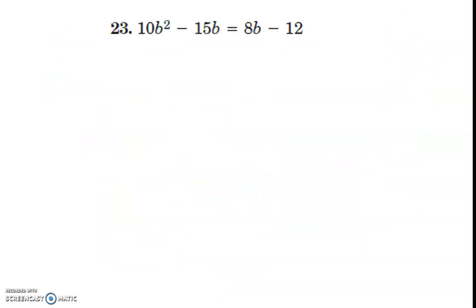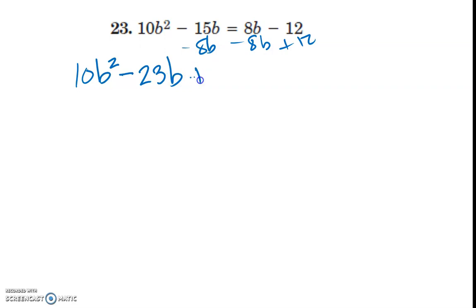So with terms on each side, we need to simplify this to have 0 by itself, so I'm going to subtract over the 8b, I'm going to add over the 12. So these two come together. I have 10b squared. I have minus 23b plus 12. Well, guess what? There is no GCF on this guy here.